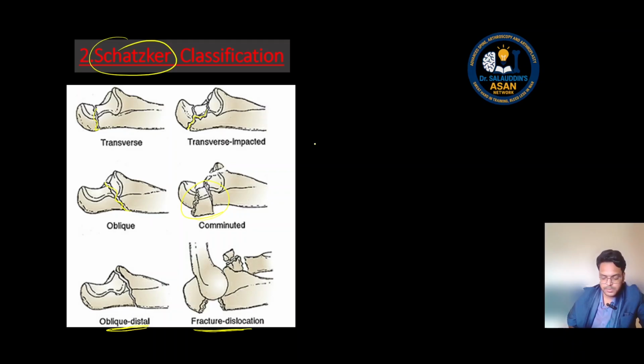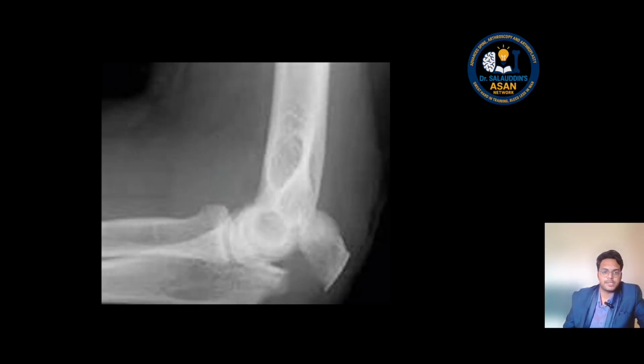Total 6 types in Schatzker's classification based on the fracture pattern line. Okay, this is the simple Schatzker classification. Now we will see examples with X-rays. What type is it according to Mayo and Schatzker? Is it comminuted or non-comminuted? It is non-comminuted. Only one fracture line is there.